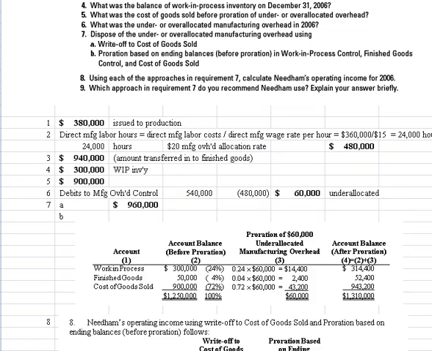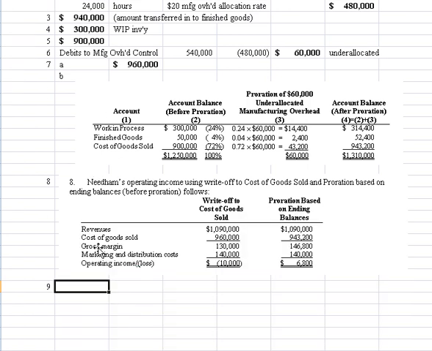Okay, now I've slid back up just so that we can see number 9, which says, which approach do you recommend in number 7? Do we write it off to cost of goods sold, or do we prorate? I think you can see that the proration is technically more accurate, but the write-off to cost of goods sold is easier, but also you can see that there is an impact on operating income. So that's something to keep in mind. Theoretically, the proration method is superior.